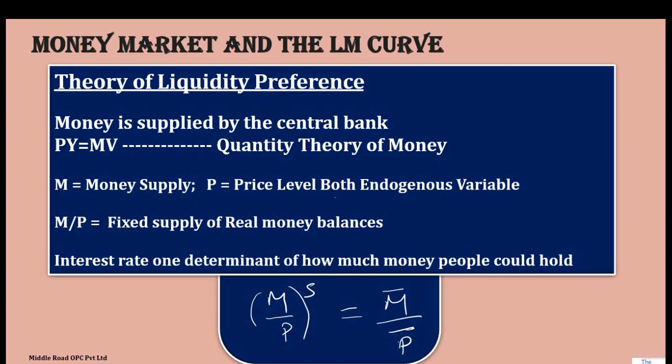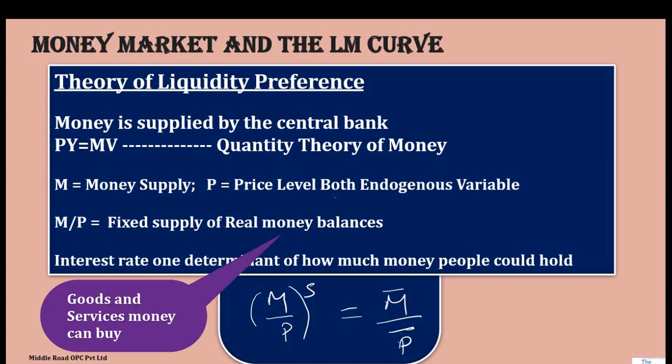So PY is equal to MV, where M is money supply, V is the velocity of money which is fixed, and PY is the nominal output, which is the price level times output. Now M/P is actually a fixed supply of real money balances. When you look at real money balances, it means the purchasing power of your money.